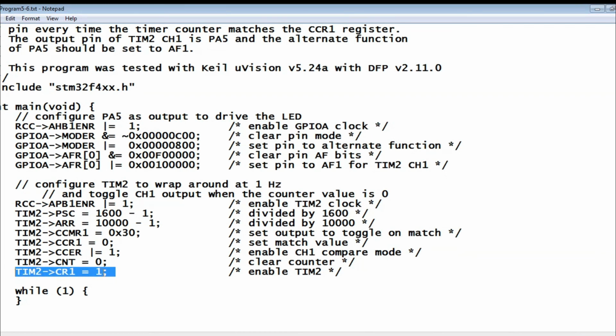When the timer is enabled, it will keep on incrementing from the next cycle onwards. So this is how you are configuring timer 2 in compare mode of operation, and by using compare mode, this is how you are generating a waveform.